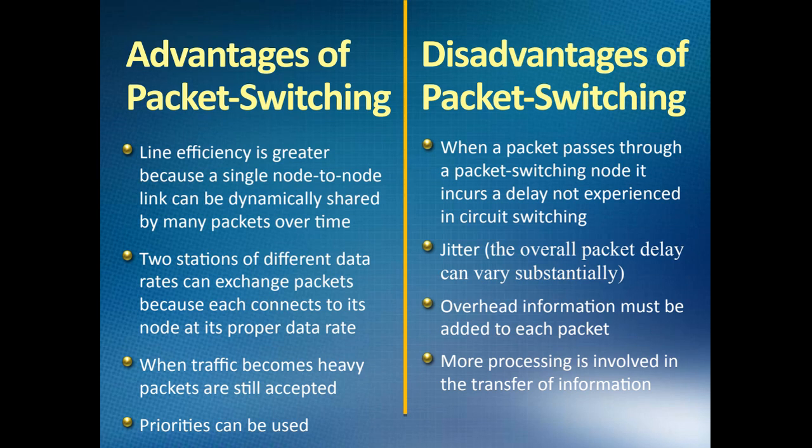But what are the disadvantages? Delay, because it's going through more devices, more equipment. Jitter: the overall packet delay can vary substantially, so we call this packet jitter. Overhead information must be added to each packet, because we are putting control bits, remember control signals. It is also going through the routers, so this is taking time and overhead. And more processing is involved in the transfer of information.